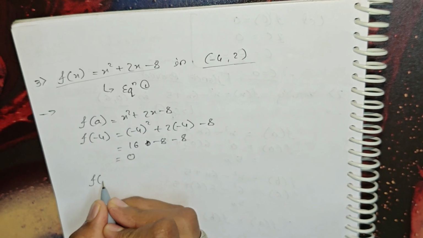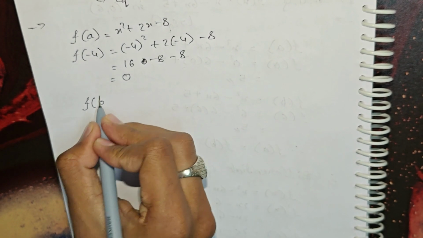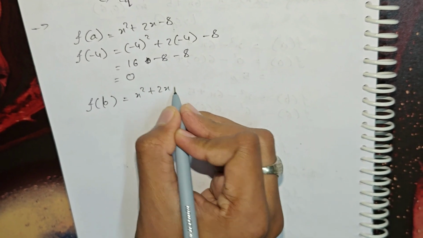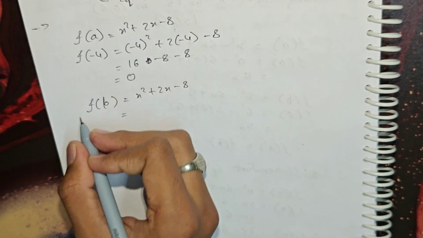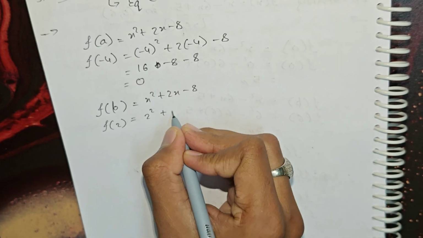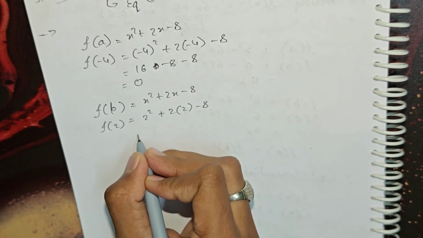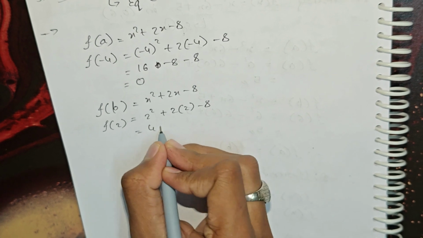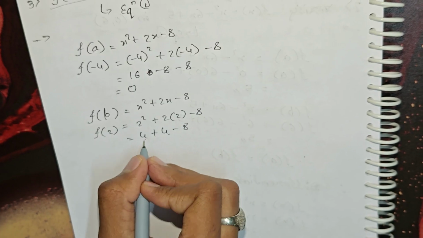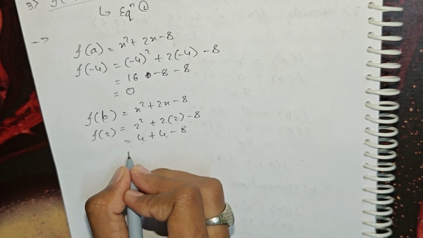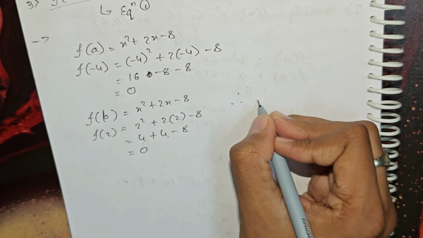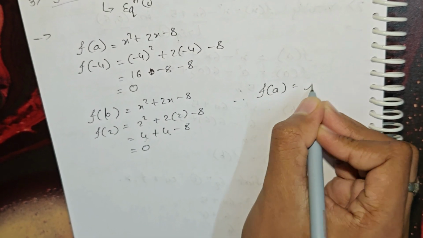And we have to do f of b. X square plus 2x minus 8. What is the value of b? That is 2. 2 square plus 2 of 2 minus 8. What is 2 square? 4. 2 into 2 is 4. 4 plus 4 is 8. 8 minus 8 is 0. Here also we get 0. So f of a is equal to f of b.